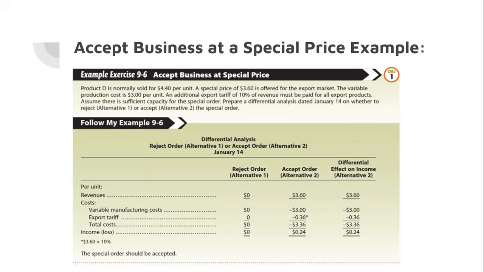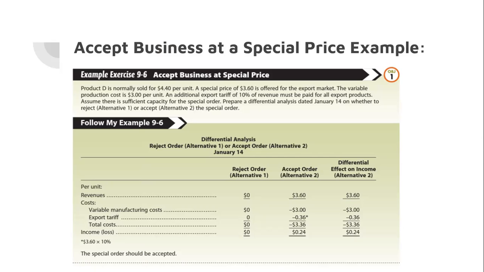Another example, product B is normally sold for $4.40 per unit. A special price of $3.60 is offered for the export market. The variable production cost is $3 per unit. An additional export tariff of 10% of revenue must be paid for an export product. Assume there is a sufficient capacity for the special order. To prepare differential analysis dated January 14, whether to reject or accept the special order.